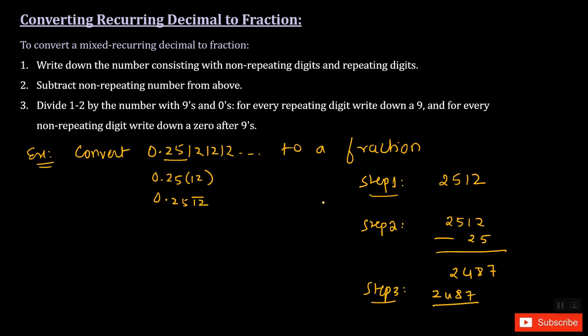If 2 digits are repeating, I'll be writing 2 nines. If 3 digits are repeating, I'll be writing 3 nines, and so on. But here there are some digits which are repeating and some digits which are non-repeating. Then what should I do now?